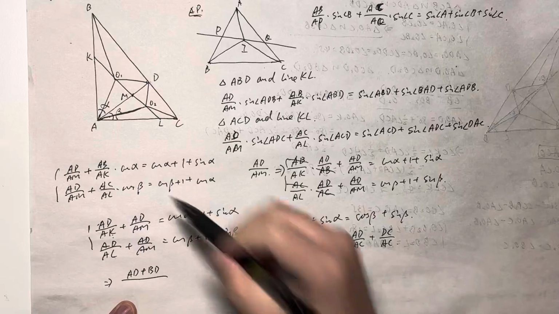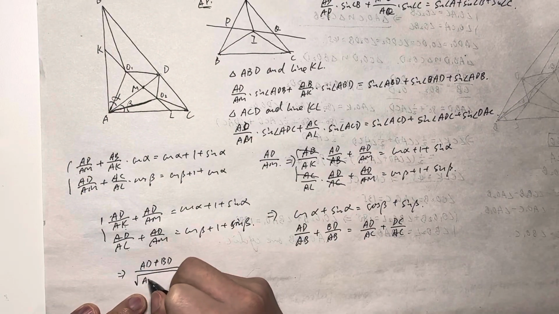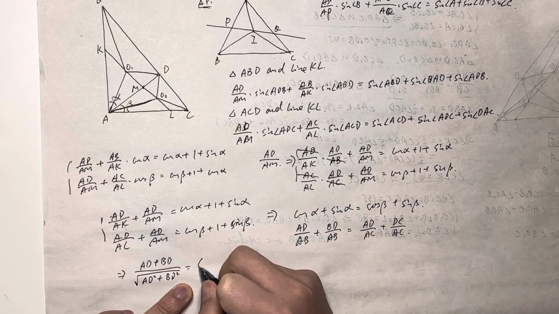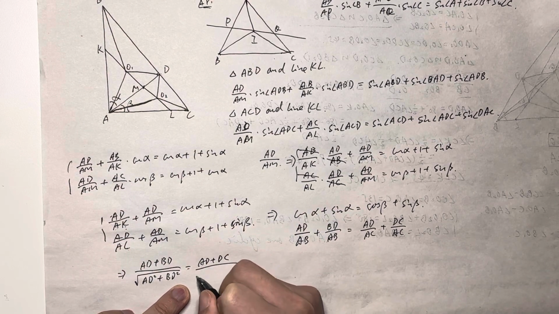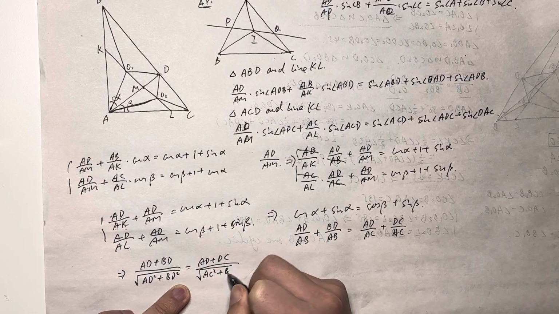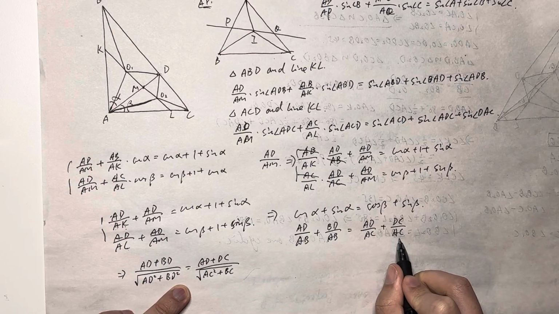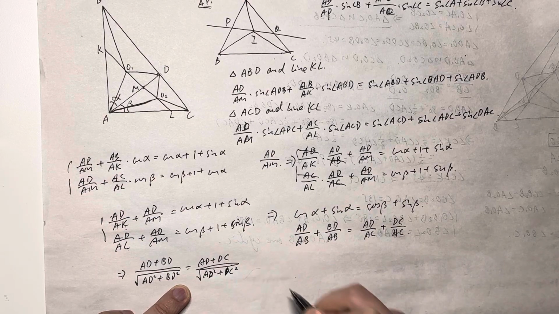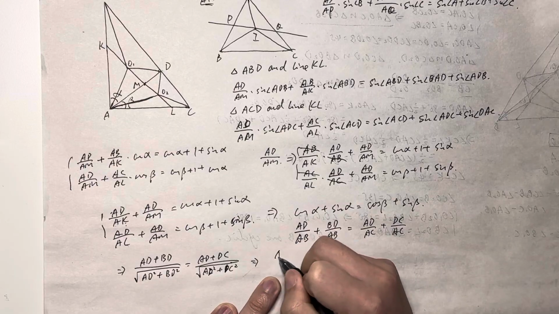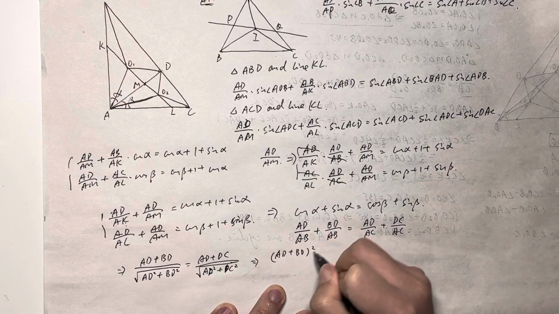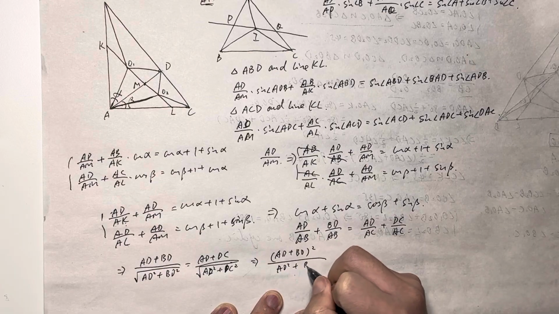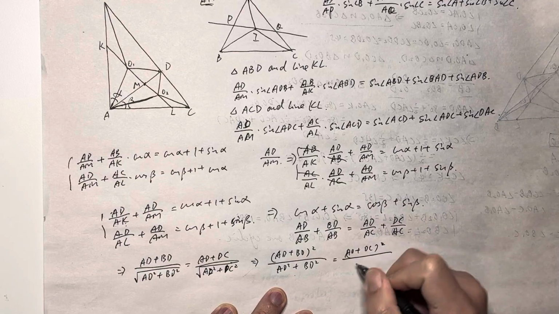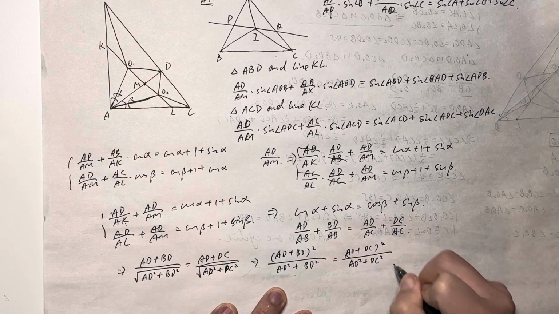Right, what is AB? AB is the square root of AD squared plus BD squared. And it equals AD plus DC over AC, and AC is the square root of AD squared plus DC squared, right? So we get AD plus BD divided by the square root of AD squared plus BD squared equals AD plus DC divided by the square root of AD squared plus DC squared, right?